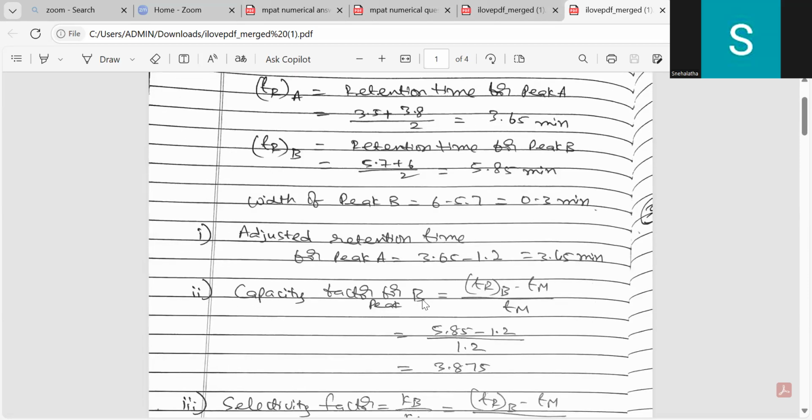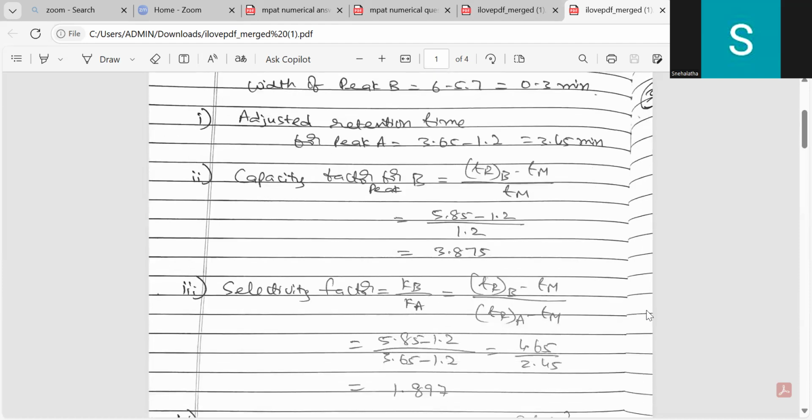Capacity factor is given by TRB minus TM divided by TM. Here TRB refers to retention time for the analyte B. TM is dead time or the retention time for the unretained component.